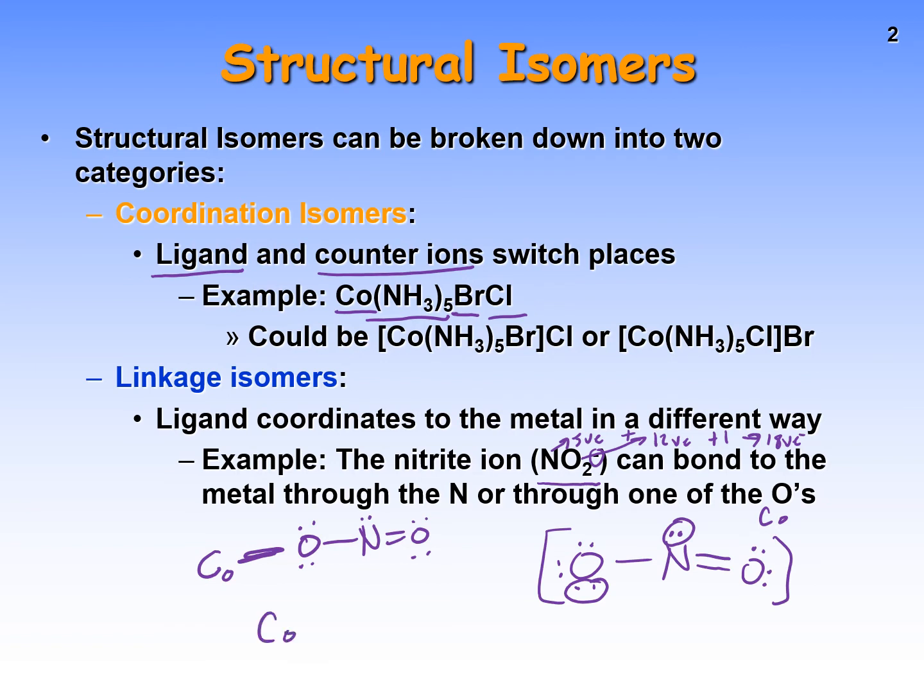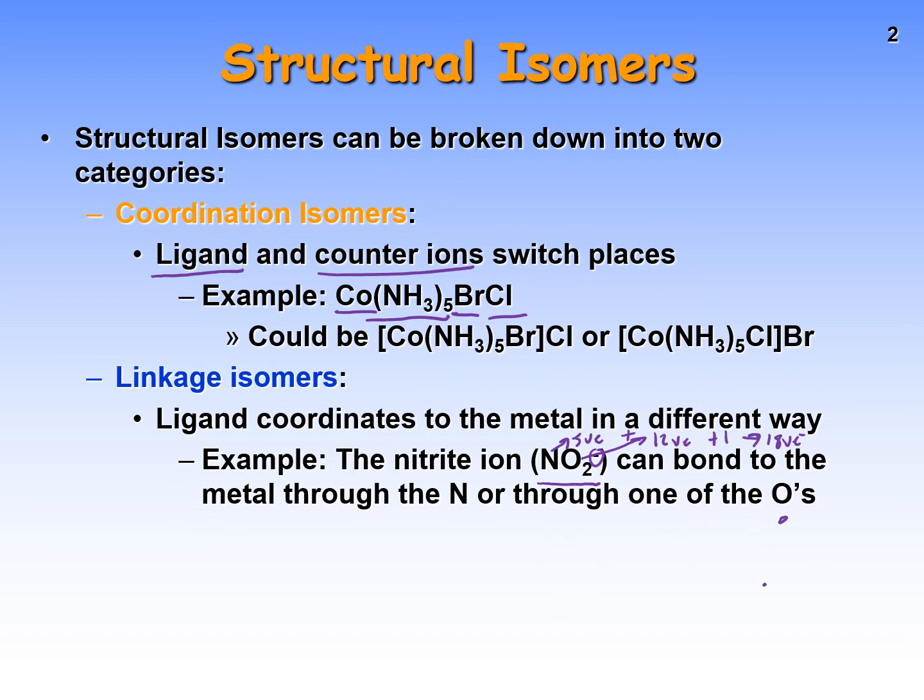Another way is cobalt attaching to the N, which attaches to an O, which also attaches to another O. So these two ways of attaching are different, and this is a linkage isomer. There are a number of different linkage isomers that we need to be aware of, so we'll talk about them on the next slide. And they have different names, so you're going to have to know some names for some different linkage isomers, and I'm sorry, this, just like your polyatomics, is going to be a memorization type thing.